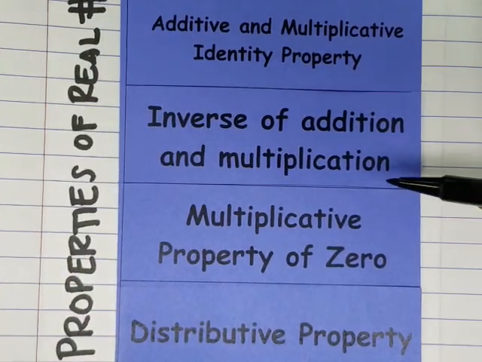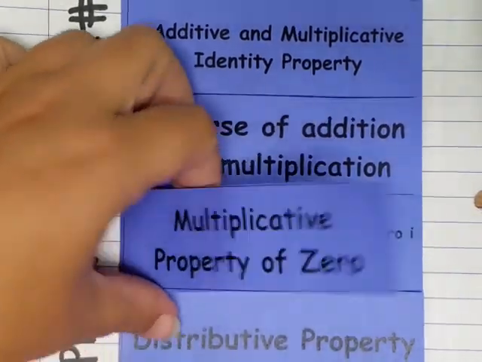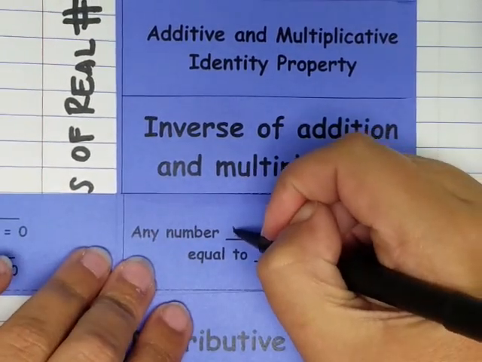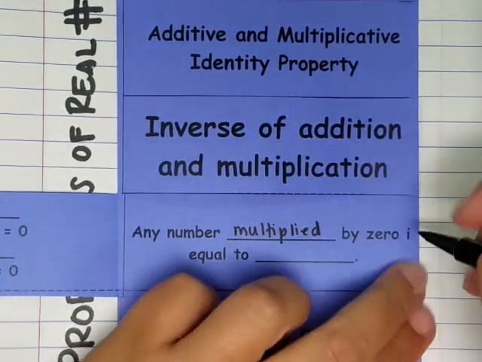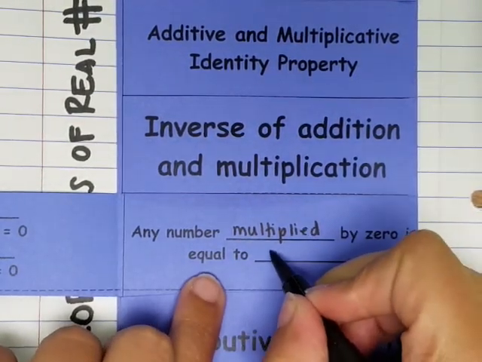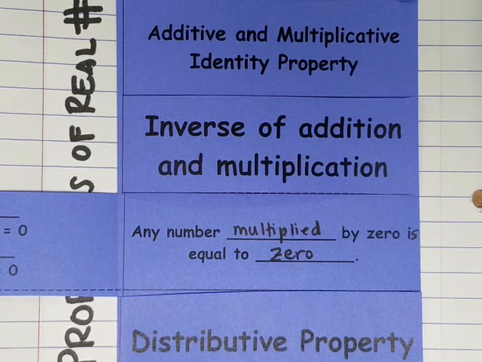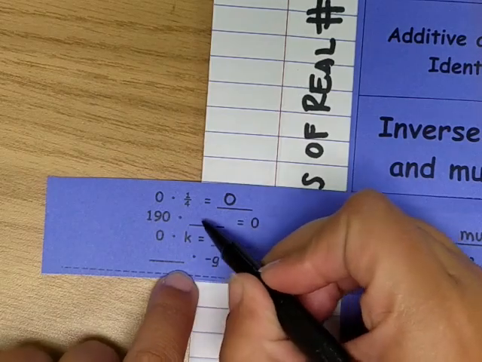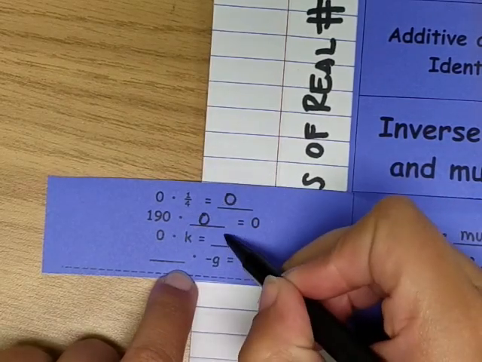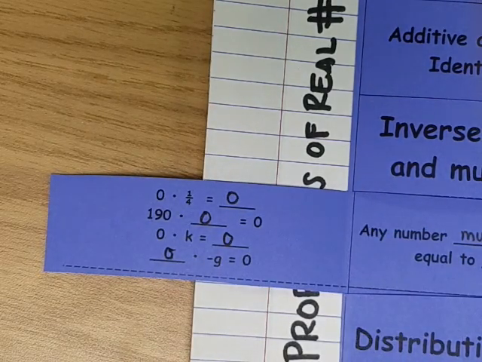All right. The next property is the multiplicative property of 0. So when you multiply by 0, what do you get? So any number multiplied by 0 is equal to 0. So 0 times 1/4 is 0. 190 times 0 is 0. 0 times k is 0. And 0 times negative g is 0. So that one's pretty easy. You guys have probably known that for quite some time. All right.